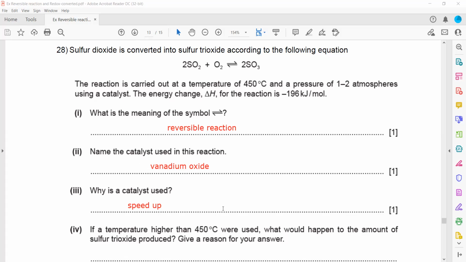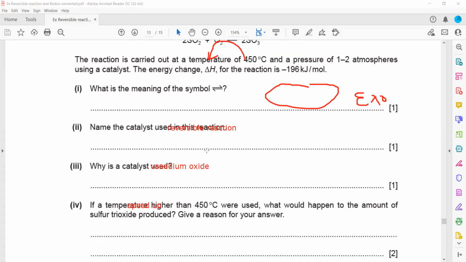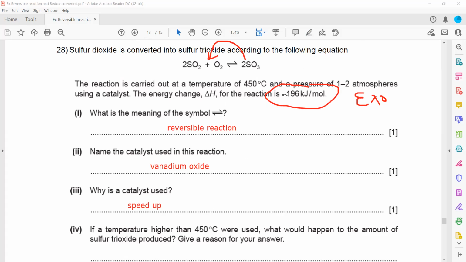If a temperature higher than 450 is used, what will happen to the amount of sulfur trioxide? Because the reaction is exothermic, if we use a high temperature, then what happens? An increase in temperature shifts the equilibrium to the left hand side for exothermic reactions. So if the temperature is more than 450, the yield will decrease.